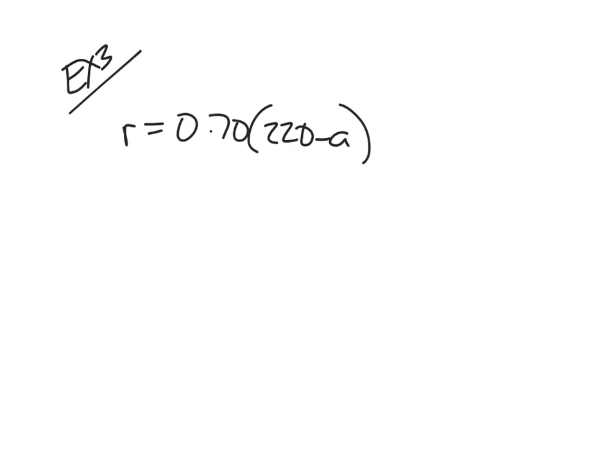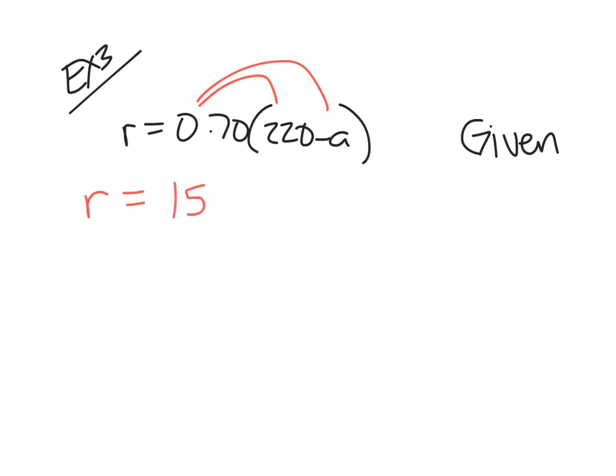They would like you to solve the formula for A. So I wrote down the formula. What is this called, for my reason? The given. What's my first step? Yep, so we're going to distribute that and that. So I have R equals 0.70 times 220 is 154, and then minus 0.70 times A. What property did I do?